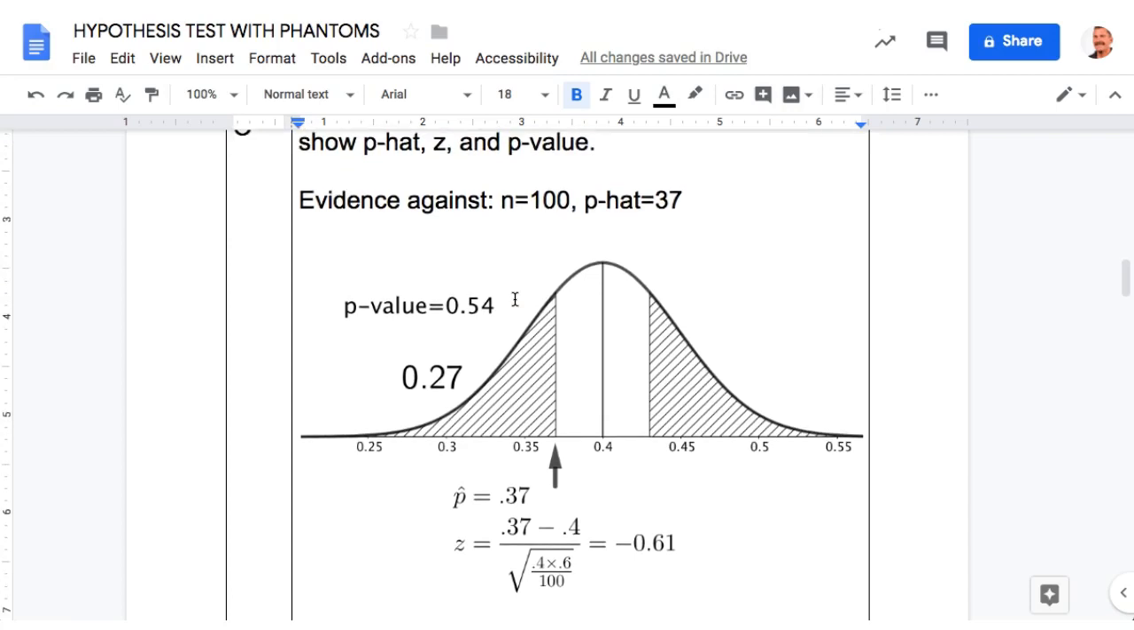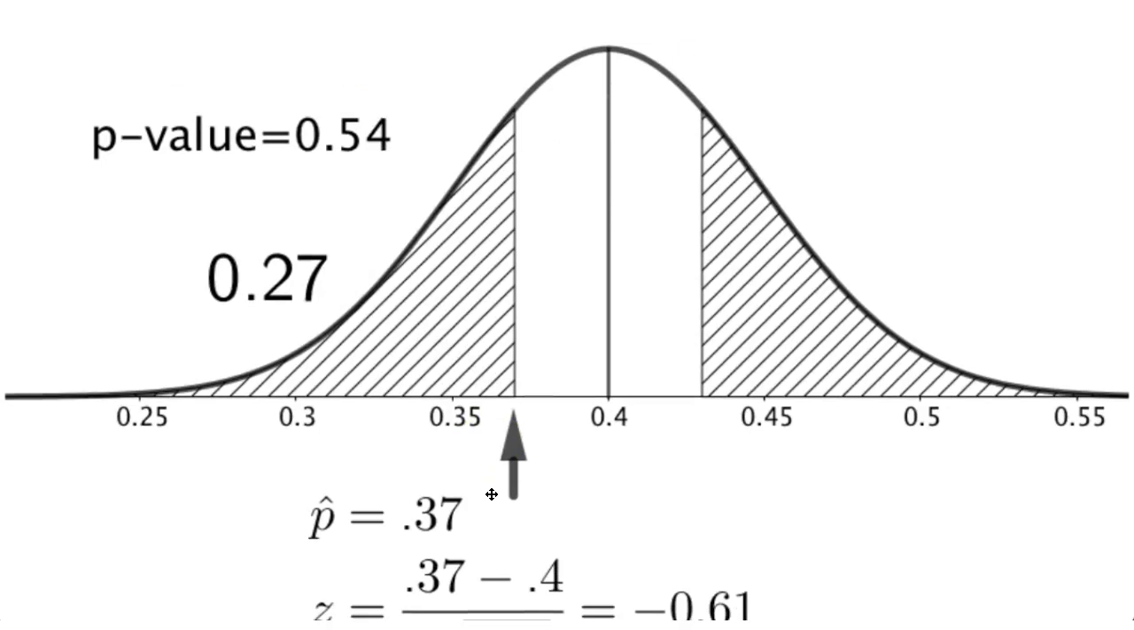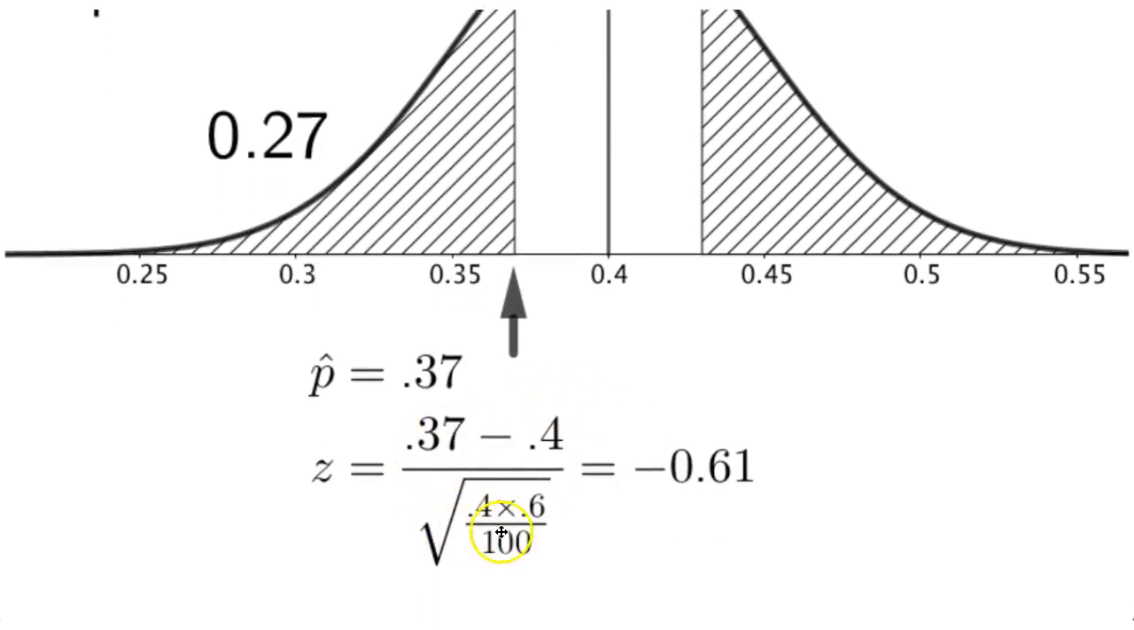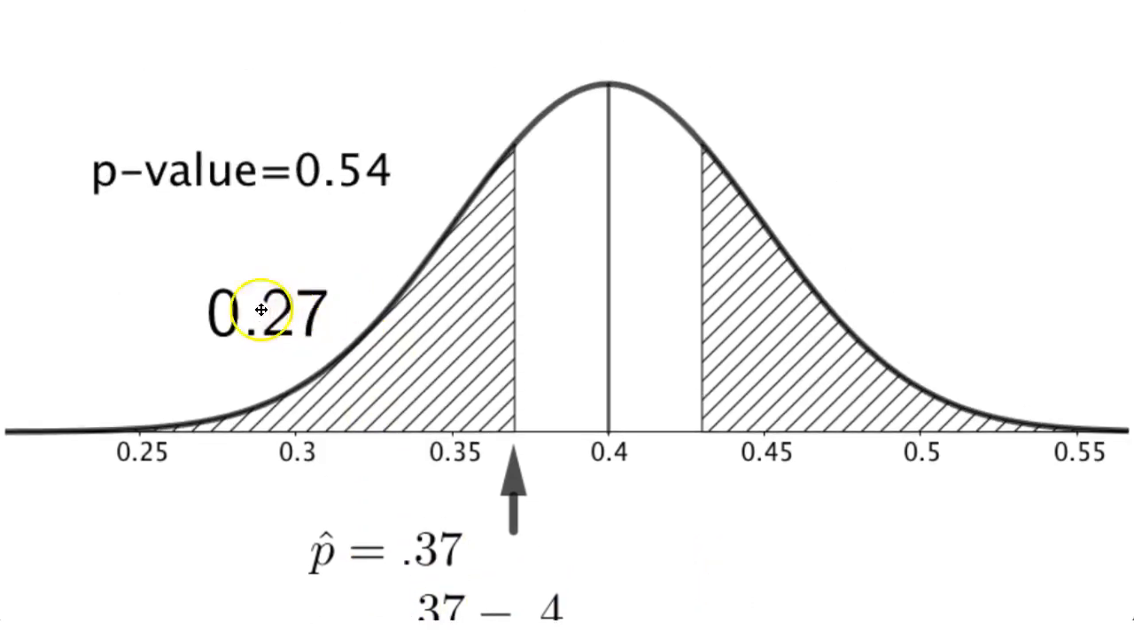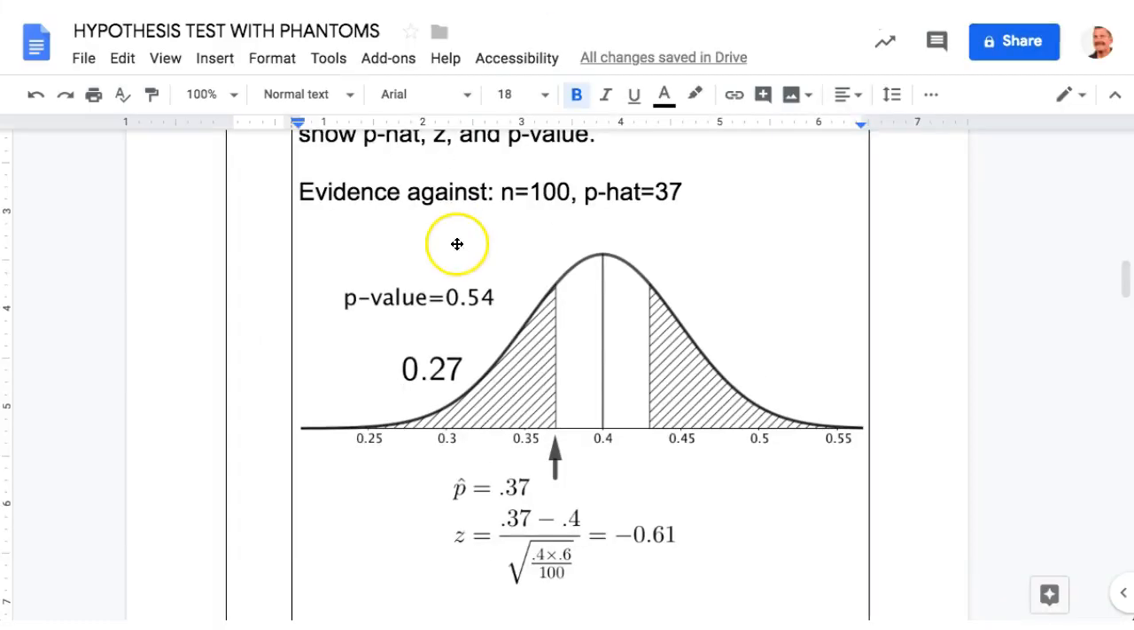Label your picture correctly with the p-hat. So right there's my p-hat, and there's my z-score with the calculation. But honestly, you can get away without showing all those details, just the z-score. There's my p-value for the left side, and my overall p-value since I'm choosing to do a two-tailed test. And I've also stated my evidence against my null hypothesis again. I've got a sample size of 100 with a p-hat of 0.37.